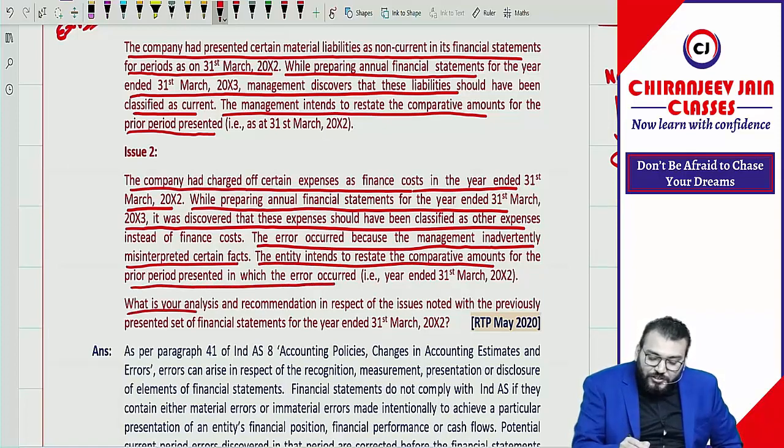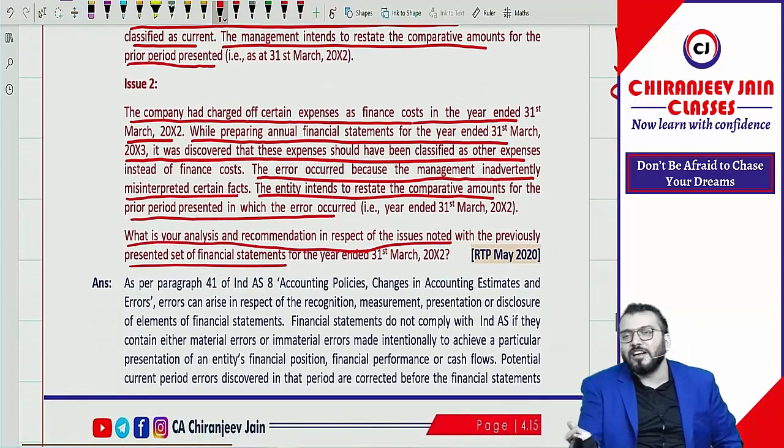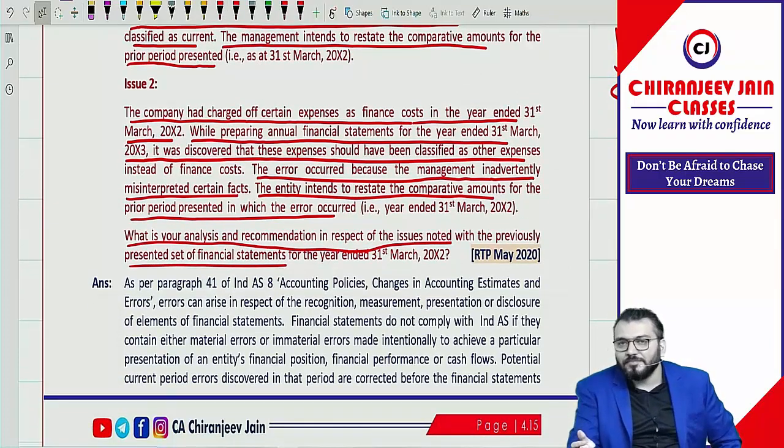What is your analysis and recommendation in respect of the issue noted with the previously presented financial statement? Meaning what you need to write down? That both are errors. What is required? Restatement. This retrospective restatement is required.